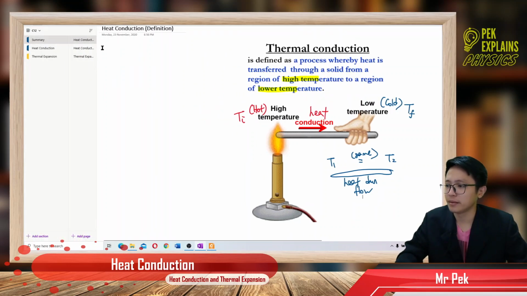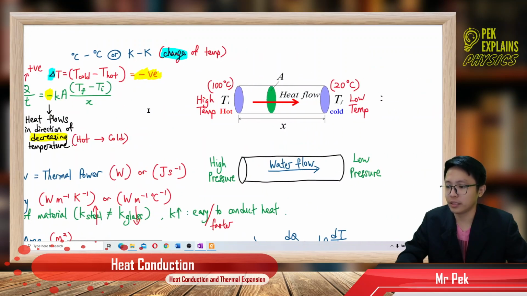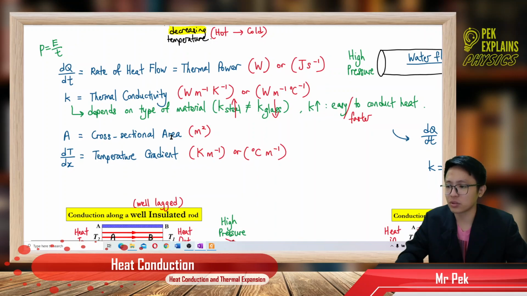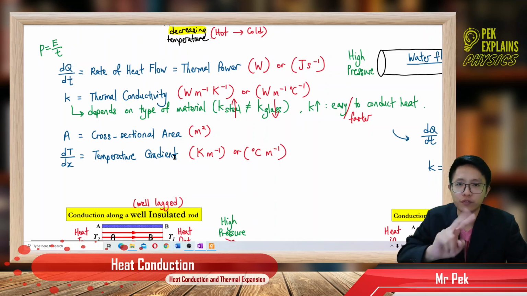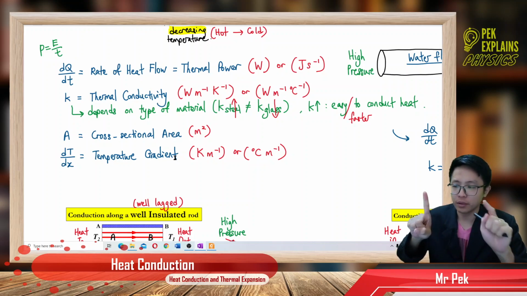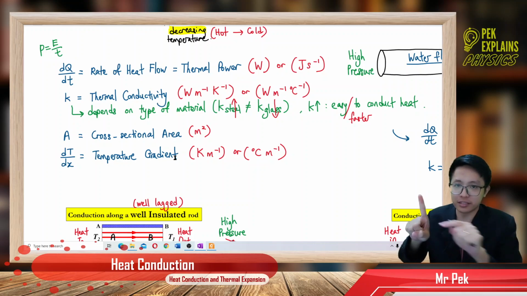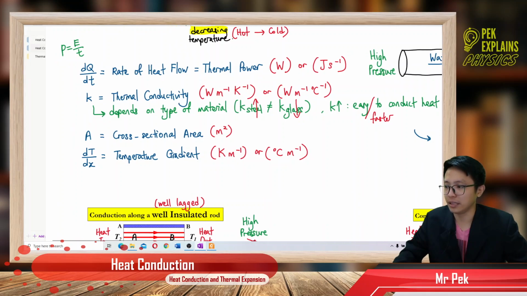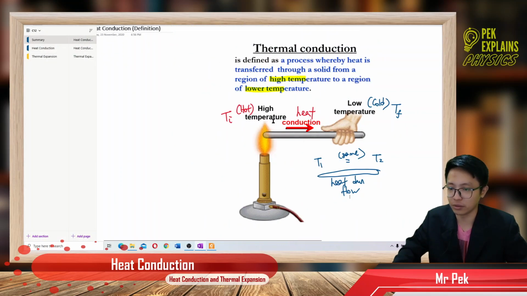Okay? Back to the equation. That's why we have the temperature gradient. The temperature gradient means there exist two different temperatures separated by a certain distance, like the length of the rod. Like you see this one, the hot one.